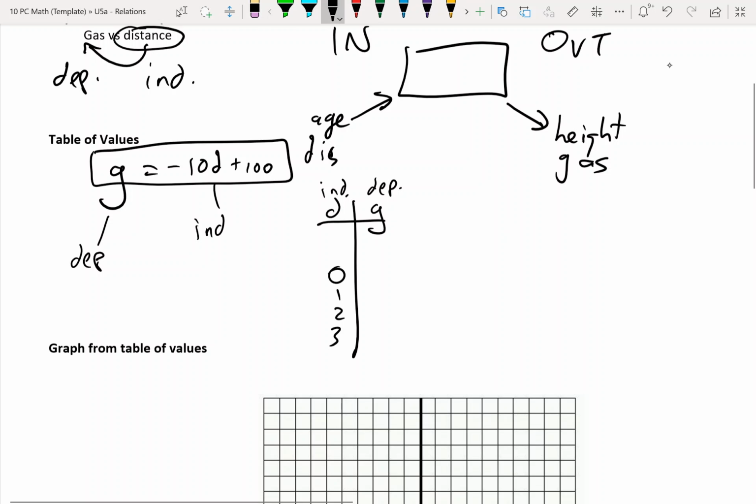So I'm going to sub my numbers in the equation and get my answers. So the first one is 0. So I'm going to sub 0 in for D. So G equals negative 10 times 0 plus 100.